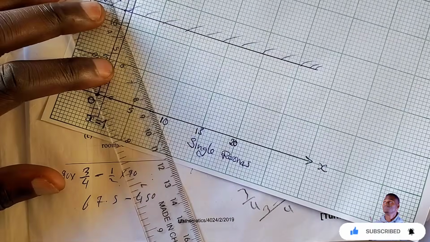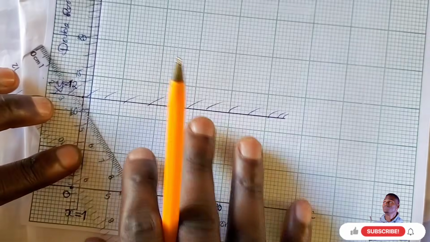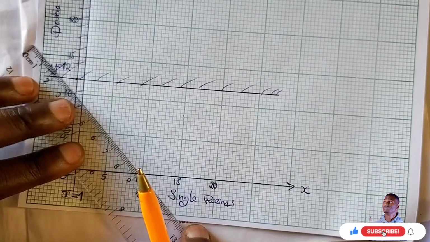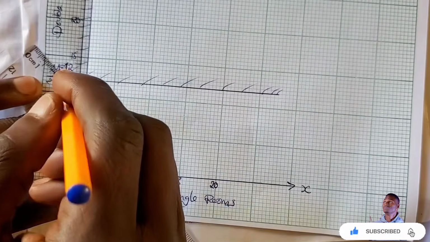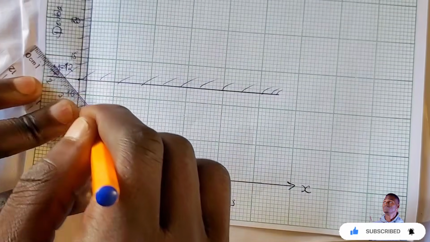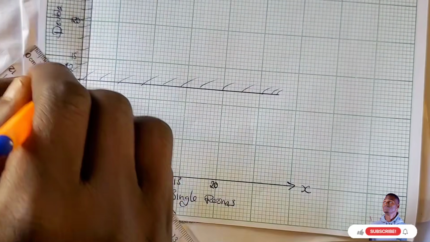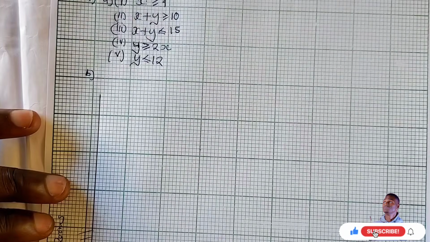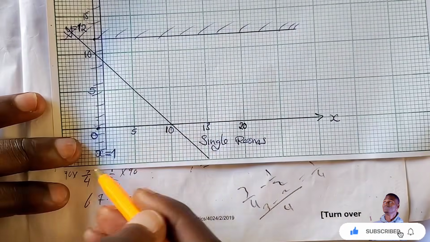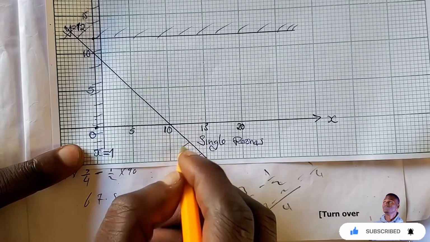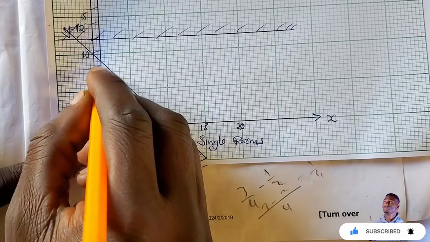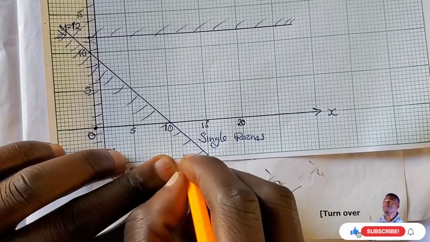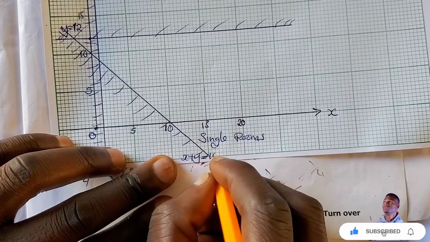So this is where 10 is on the y-axis, and the x-axis is here. Then it's saying greater than or equal to, so we're going to shade the less than, which is this side. So this side is unwanted. So this is x plus y is equal to 10.